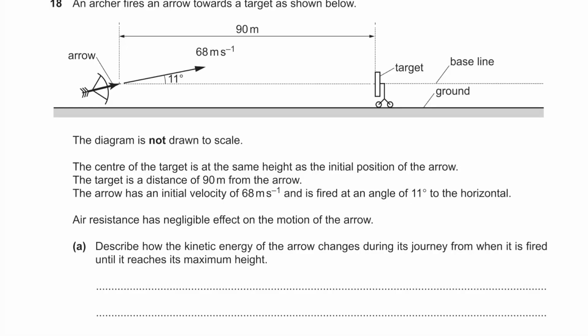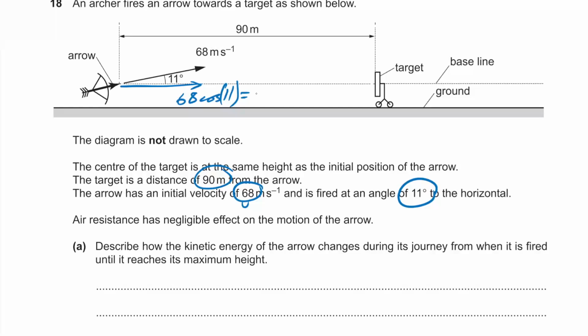Question 18, Archer. We have various things. This looks like projectile motion and SUVAT. Let's do this. So we have a horizontal distance. We have a U of 68 that is at an angle. First thing we're going to do, of course, is find out 68 cos 11. If you don't know where I'm getting that cos 11 from, then have a look at my easy vectors trick video.